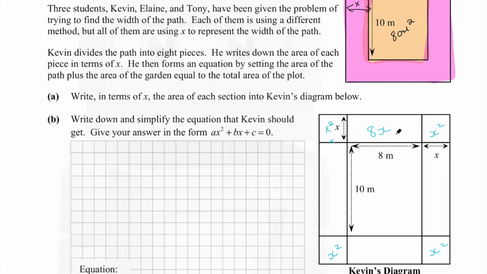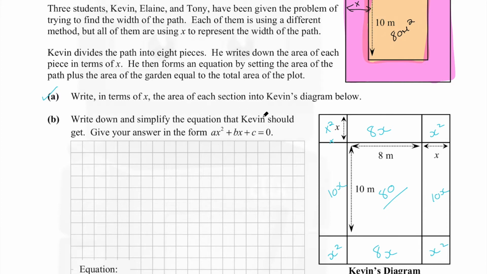Symmetry would tell us that this must be 8x down here. This part is a width of x multiplied by 10, so it must be 10x. And then this part is x, and this part is 10, so again, we've got 10x. So they say write in terms of x the area of each section into Kevin's diagram below. We've now done that. Okay, you can also put in that this is 80 if you wanted.